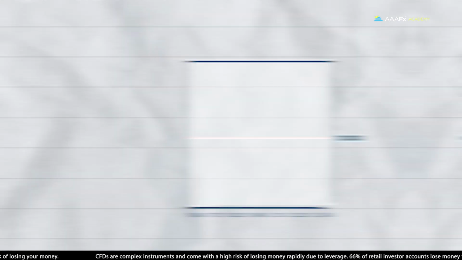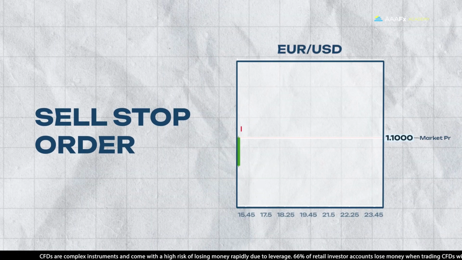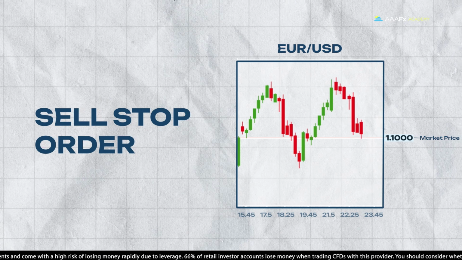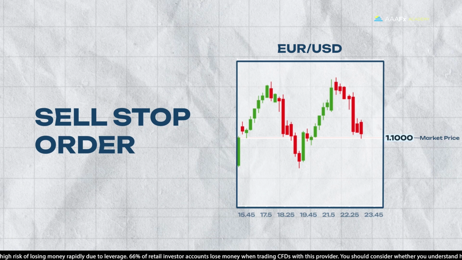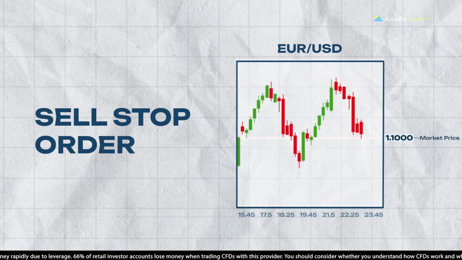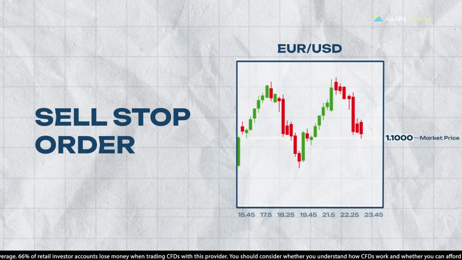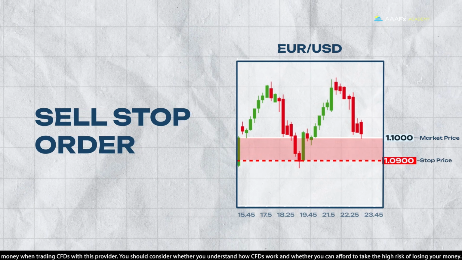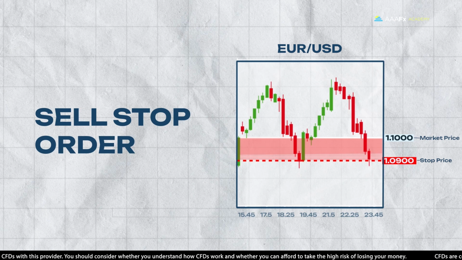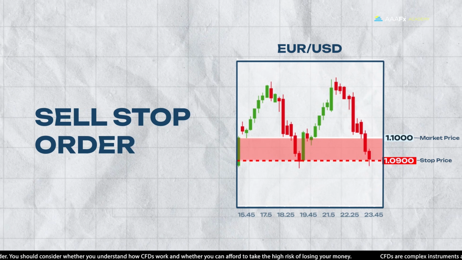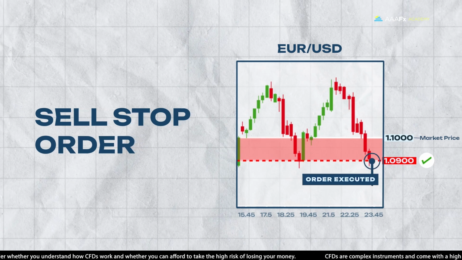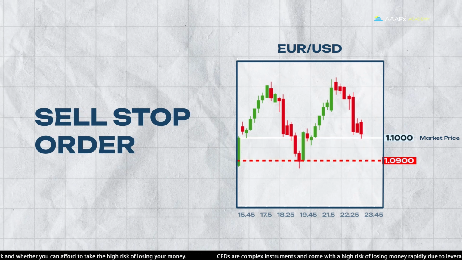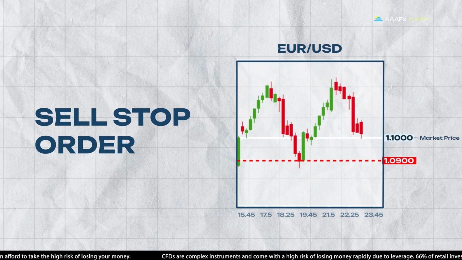Let's clarify this with an example. Imagine Euro USD is trading at a bid price of $1.1000 and you're anticipating a significant drop once it breaches the $1.0900 support level. So you place your sell stop at a bid price of $1.0900. If the bid price falls to $1.0900 or lower, your order is automatically executed. But again, if your market prediction doesn't quite match reality, your safety net remains unfurled.